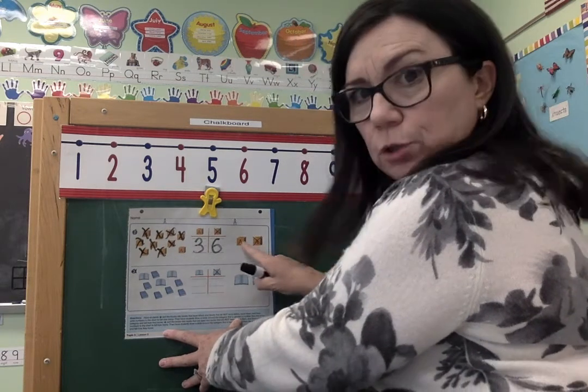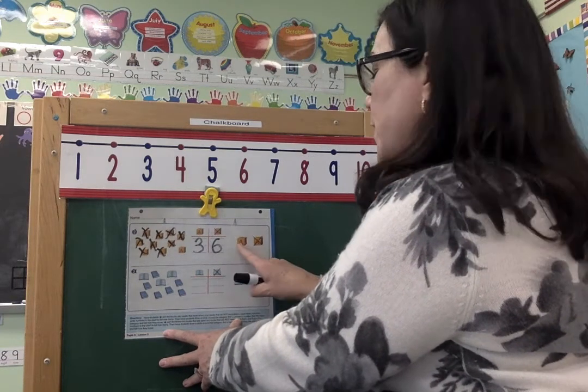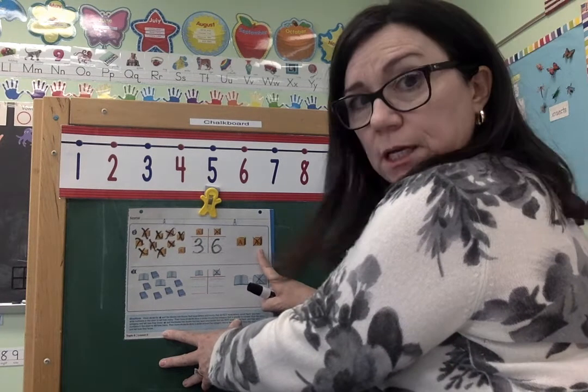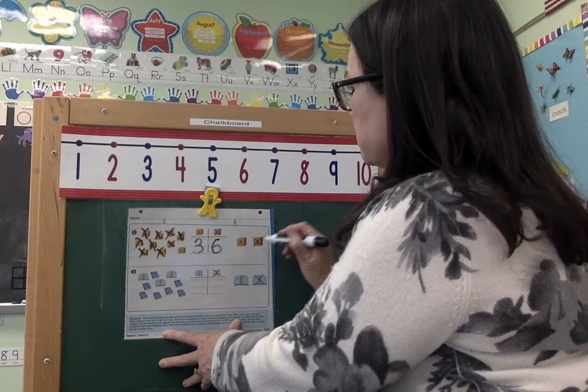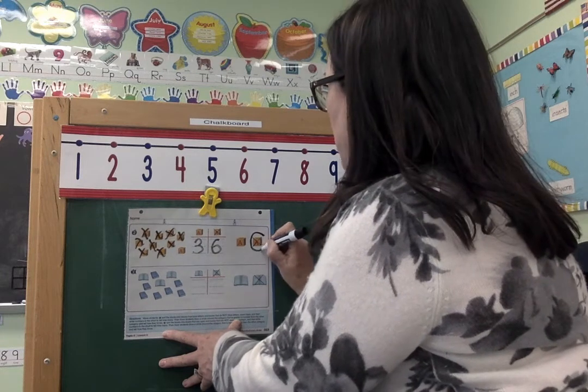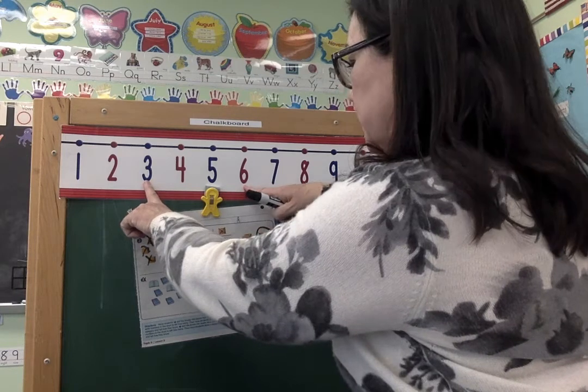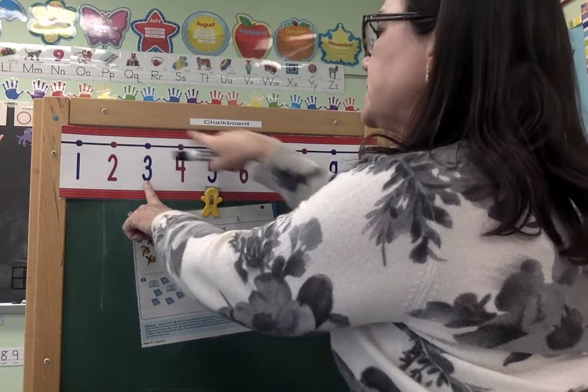We're going to draw a circle around the category that is greater. So we're coming over here and looking at this picture. So did we have more that had letters or more that did not? Which group is greater? Right, the ones without letters. How do we know that? We can come back up here to our number line, and we know 6 comes after 3.